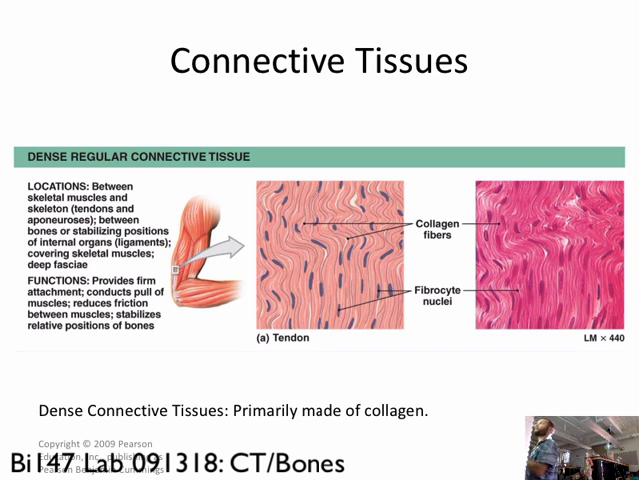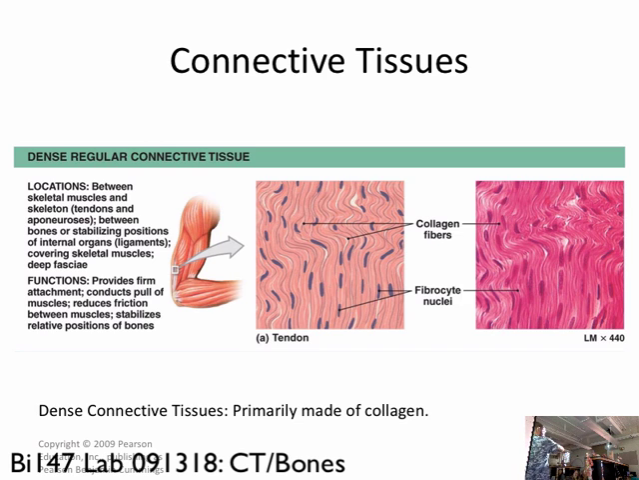Dense regular connective tissue is basically tendon and ligaments fall into this category. So tendons are the connective tissue that attach muscle to bone, and ligaments are the connective tissue that attach bone to bone. All right? So dense regular connective tissue. Let's think about it. Dense means just what it says. It's densely packed together. Regular, what does that mean? Regular or unleaded? No, that's not what that means.